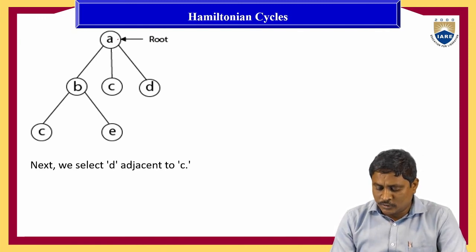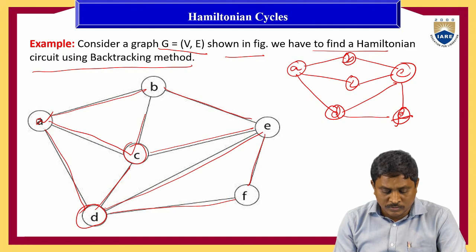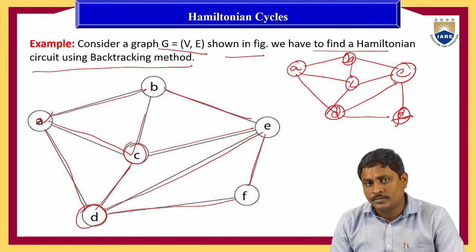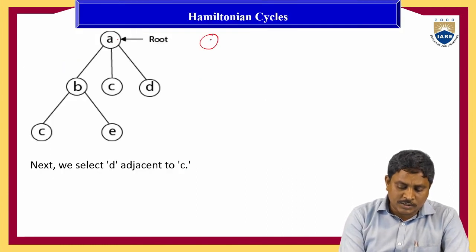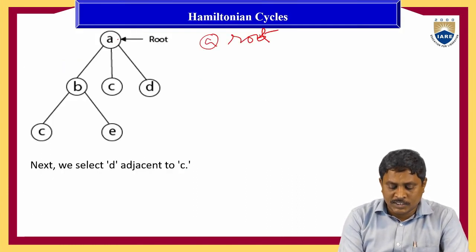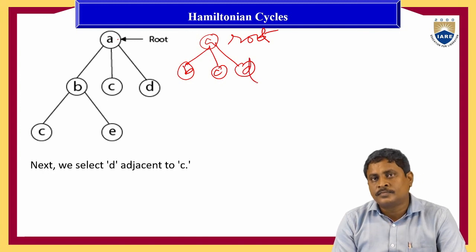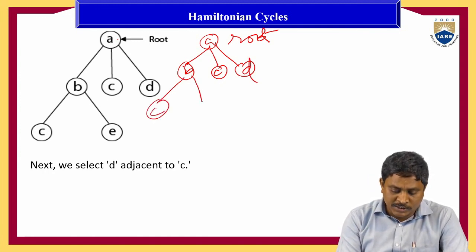So B is adjacent to, now here you see in that graph, B is adjacent to C, B adjacent to E. So now here we draw. A is the root node. A is adjacent to B. A is adjacent to C. A is adjacent to D. B is adjacent to C. B is adjacent to E.